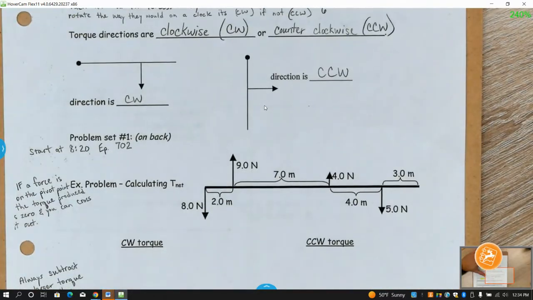Okay, so guys, I'm going to run through again torque, what it is, how do we calculate it, how do we solve for net torque or a missing variable if an object is in what we will call rotational equilibrium.